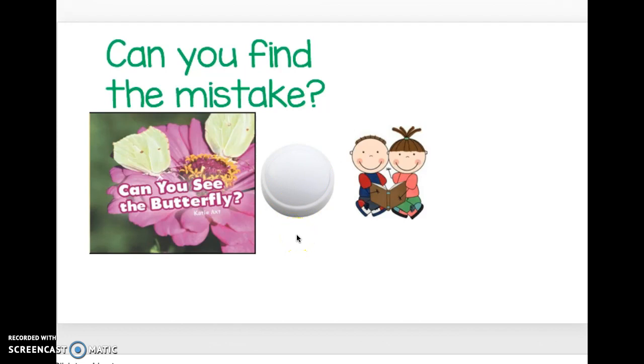And when you hit the tap light, that means you have to pause the video and talk to your partner about the mistake that I made. So make sure you have a tap light and a partner. Here we go.